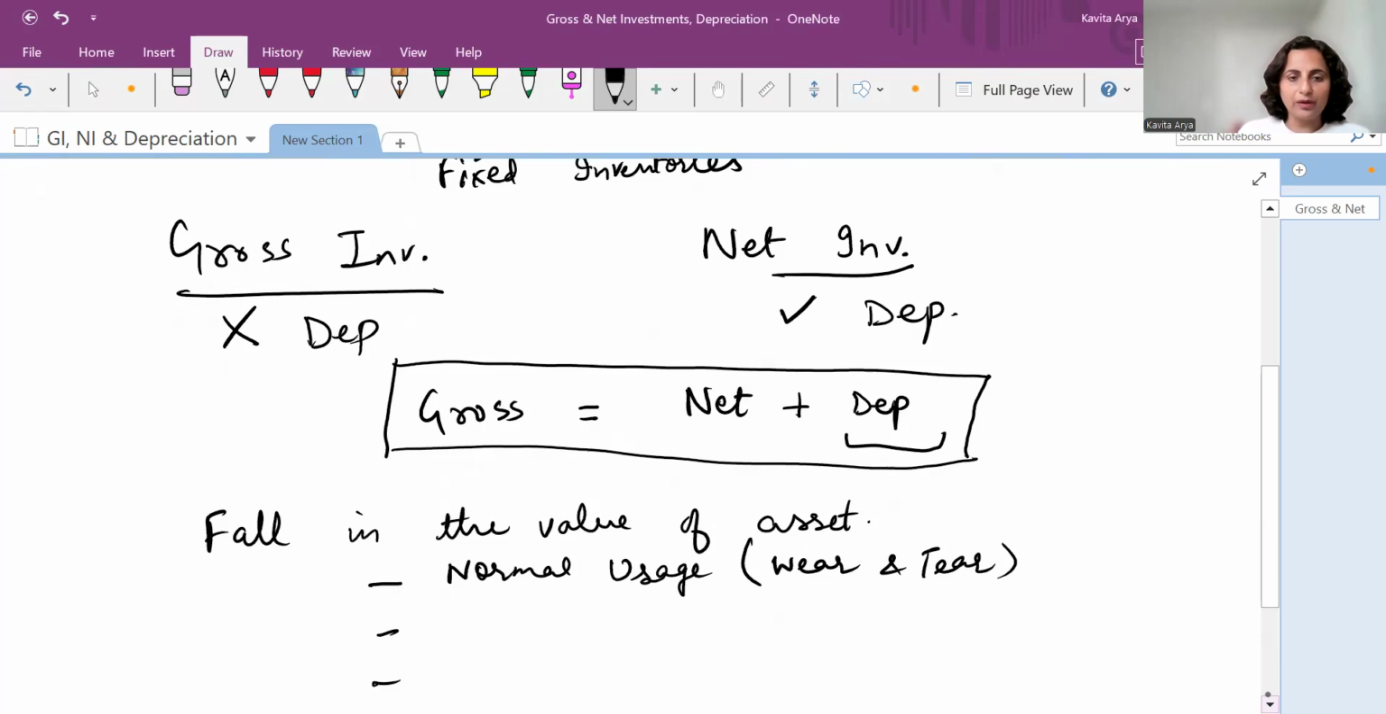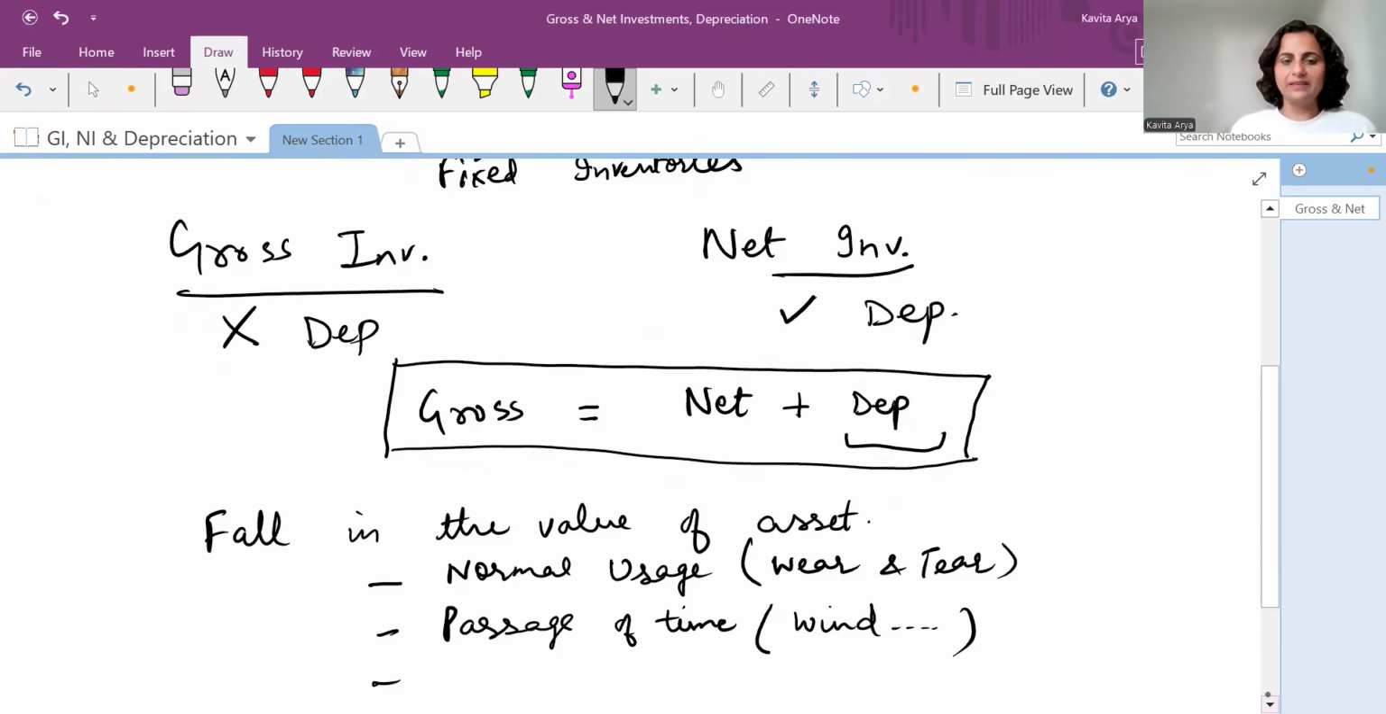Then the second is because of the passage of time. When I say passage of time, how does it hamper the value? For example, you take a machine, just keep it wrapped and use it after 6 months. The moment you begin using it, you might find some sort of friction because the parts are now having some rusting in between. Why did the rust come? Because of the passage of time, there was some action of wind, water, rainfall. So all these natural factors do deteriorate the value of the asset.